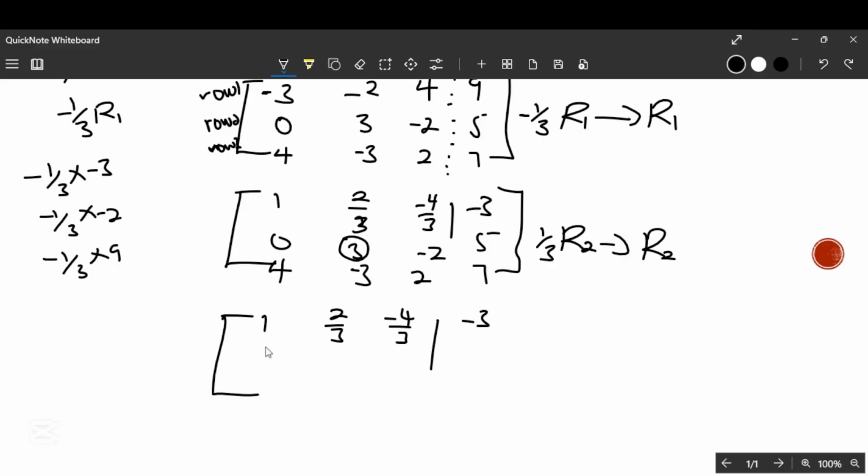1 on 3 times 0 is 0. 1 on 3 times 3 gives us 1. And here we are going to have negative 2 on 3. And then here too we are going to have 5 on 3. Great. So we maintain the elements or entries of row 3. And that is what we have here.